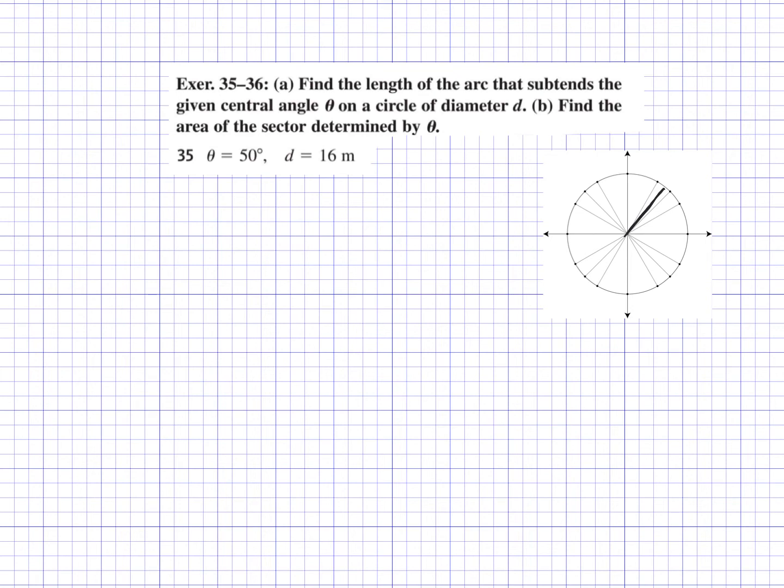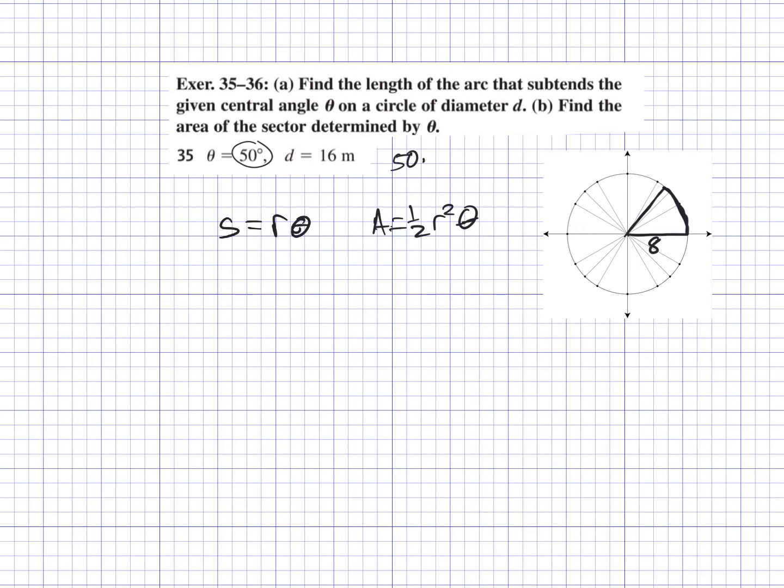All right, find the length of the arc. We want that length. And let's see, the arc that subtends the given central angle theta on a circle of diameter d, so the diameter is 16, that means the radius is 8. Be very careful. And the arc length and your area, which we have to find. Both those have to be in radian measurement, and we have it in degrees, so we'll have to convert that. So let's just do that real quickly.